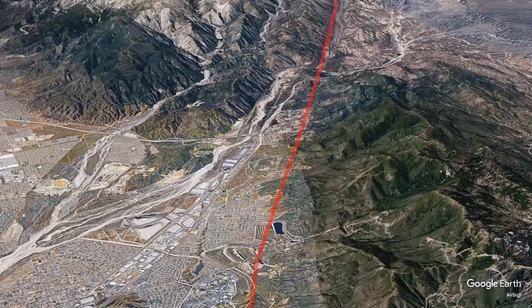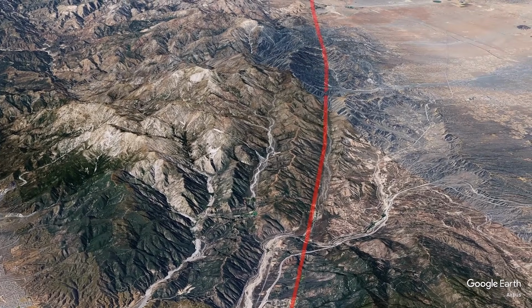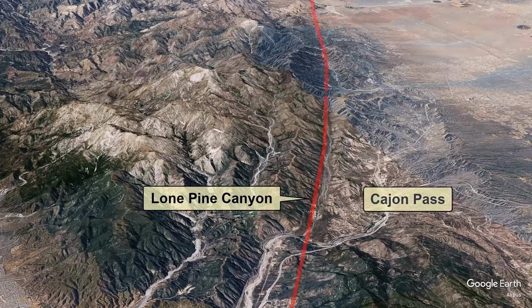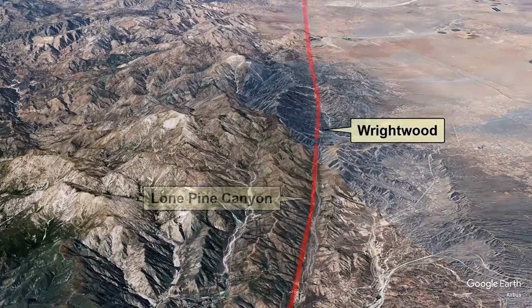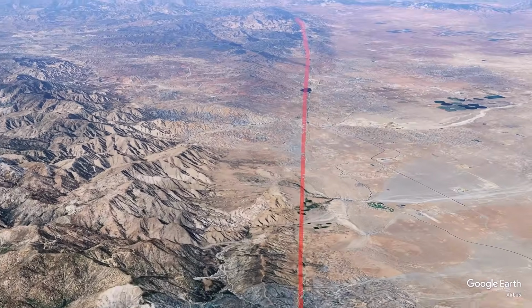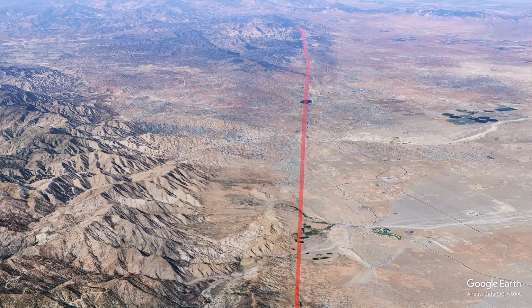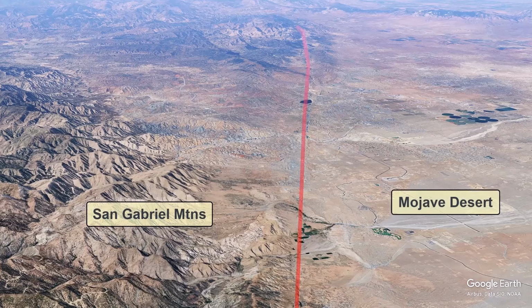Now let's gain a little more altitude above this area so we can get a better view of the San Andreas to the northwest. You can now see the Cajon Pass and Lone Pine Canyon. Hopefully you've already seen our tour of the San Andreas through Wrightwood to better understand that section of the fault. Beyond Wrightwood, you can see how the San Andreas created the natural boundary between the San Gabriel Mountains and the Mojave Desert.